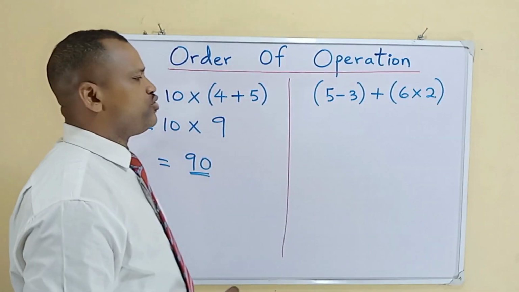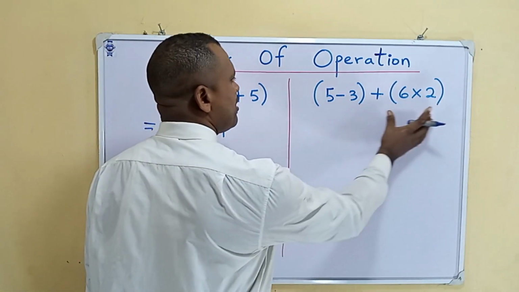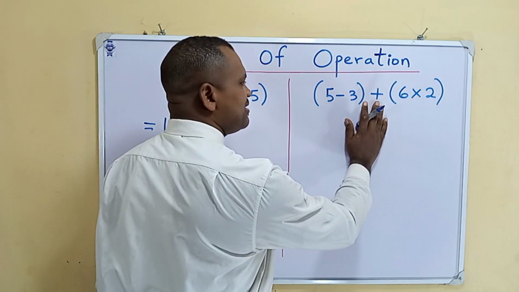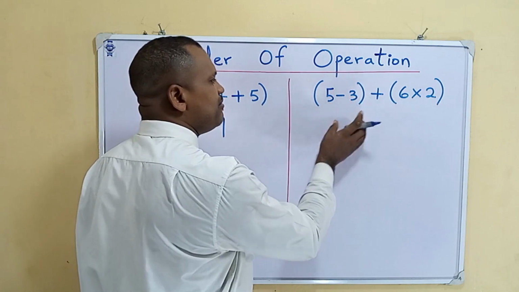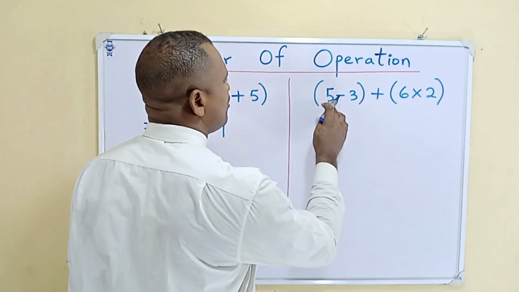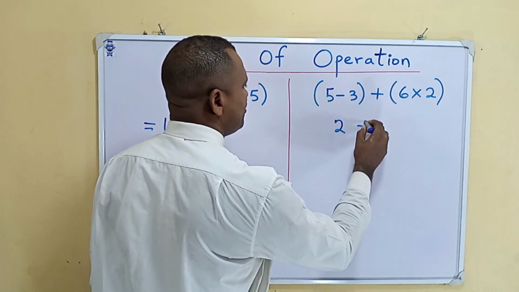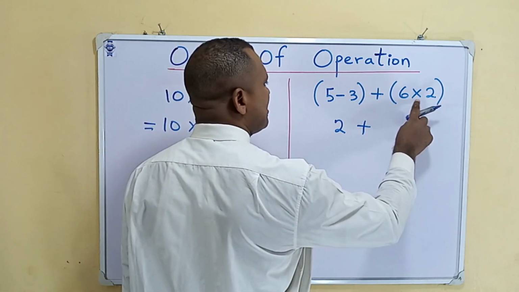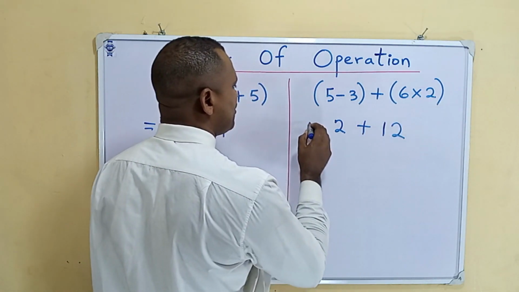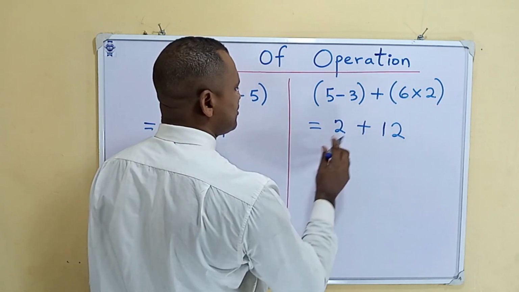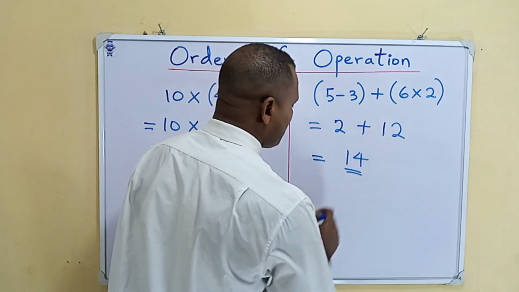Next, this one too has to do with parentheses, and there are 2 here and here. Don't add anything yet. First of all, simplify the things inside the parentheses. So 5 minus 3 is 2. This plus, bring it down. 6 times 2 is 12. You bring it down. Don't forget, equal to this is not equal to this. So 2 plus 12 will give you 14.